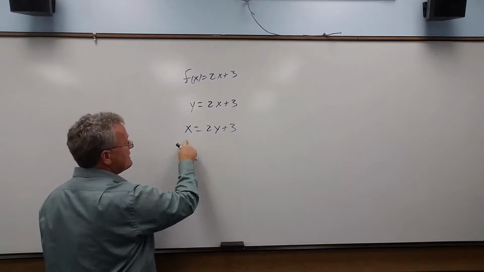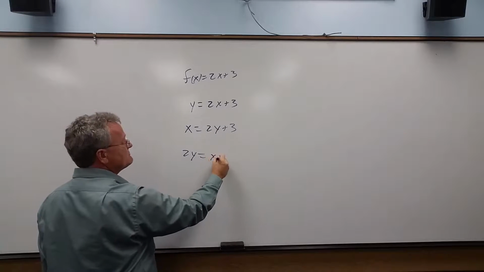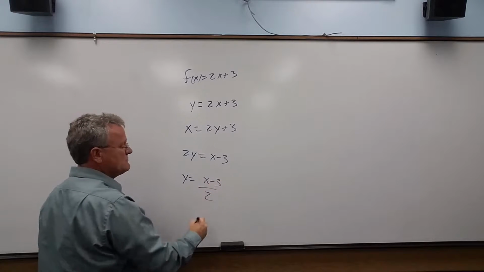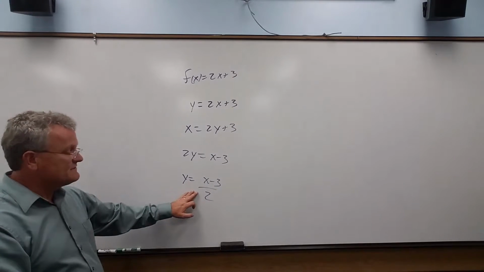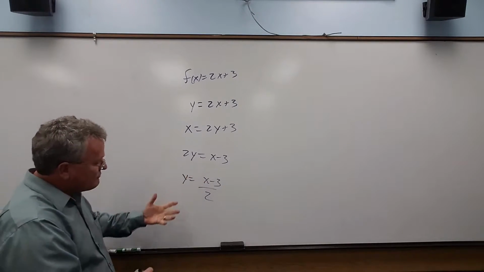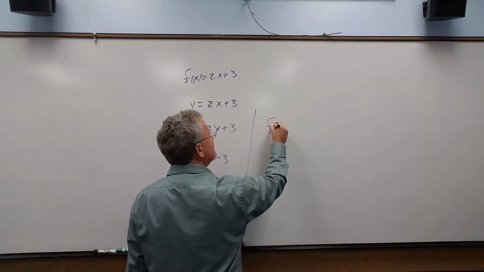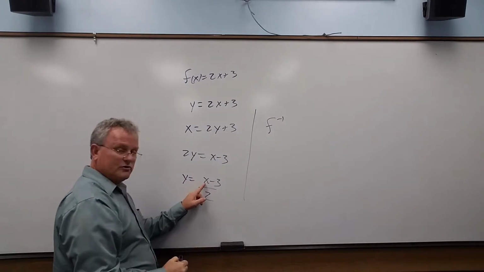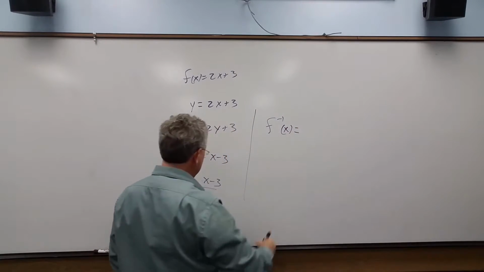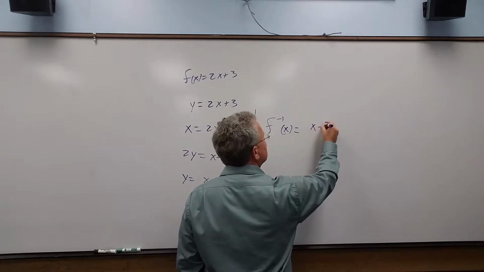So when I subtract 3, we get 2y equals x minus 3. Divide by 2 and we get x minus 3 over 2. This is our inverse function. It's a function of x, so we write f inverse. It only has x's in it. It's a function of x. And it's equal to x minus 3 over 2.